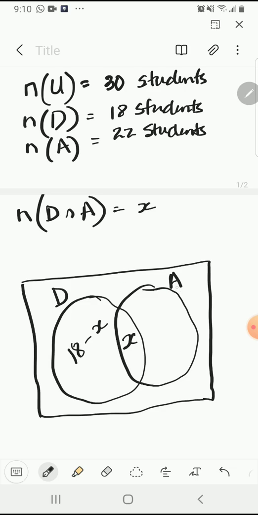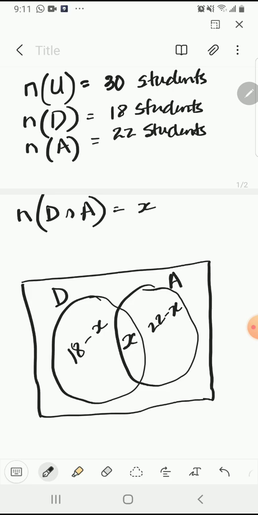Now, those who like acting only, in the same way, it's going to be, oh, sorry, my bad. Acting would be 22 minus x. Now, 22 persons like acting in general, but some out of those students like dancing as well. So those who like acting only must be 22 minus those who like both.